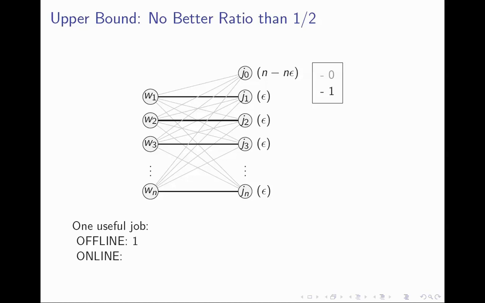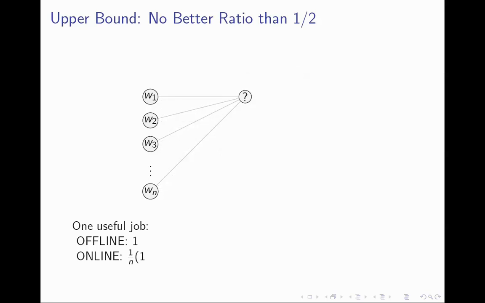Now, in the online algorithm, we don't know which of the useful jobs is going to arrive. And so if that job is the first one to arrive, then we get a utility of 1 because the worker will definitely be free. If that useful job happens to be the second one to arrive, well, one of the workers has to be busy. And if the useful job that arrives corresponds to that worker, then we don't get the utility. That happens with probability 1 over n. So with probability n minus 1 over n, we do get that 1 unit of utility.